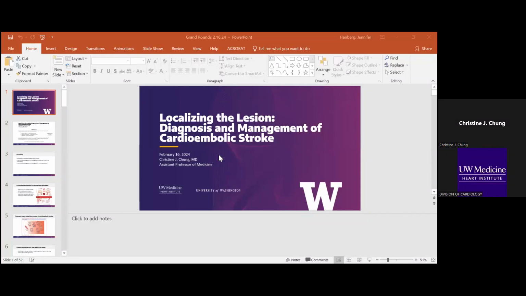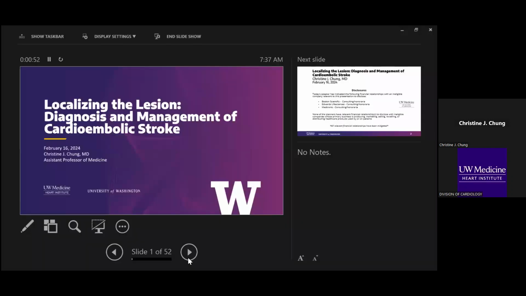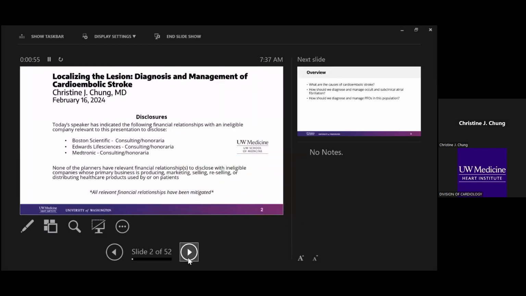We are going to be talking today about the many different causes of cardioembolic stroke, how to diagnose it, and how to manage it. I think for many of us as cardiologists, stroke is a topic that's a little bit less familiar and accessible to us. So I thought this would be a nice way to take a tour through this together. These are my disclosures.